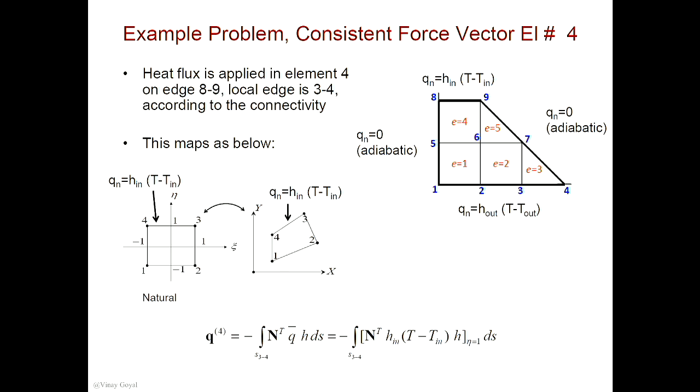Okay? Now, how do I know I'm at that edge? Because eta is 1 at this edge. And so the only thing varying is the differential element d-xi along that, right? So I need to tackle that carefully. And so my integral now in this coordinate system is basically N bold transpose, that hasn't changed, times q, my heat flux. The heat flux is h times T minus T infinity. That's the formula that goes there.